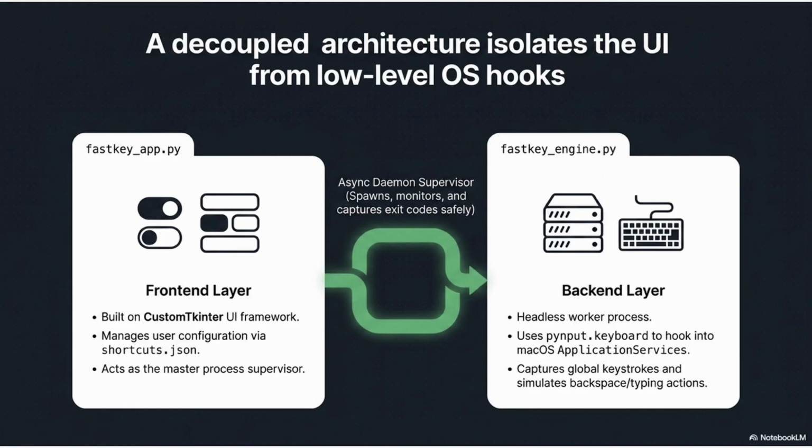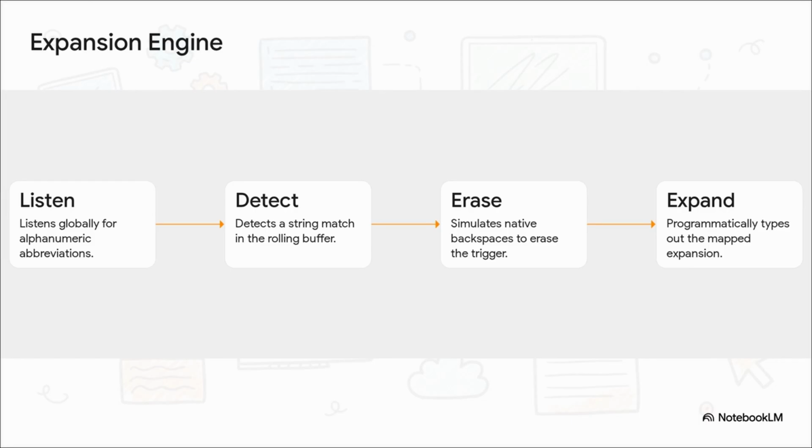So how does this isolated kitchen actually cook up an automated workflow? Well, the headless engine securely listens globally, keeping a rolling buffer of your last 20 characters. Once it detects a match ending with a known abbreviation, it halts. Then, it simulates a rapid sequence of native backspace keystrokes to erase your trigger and instantly types out the full expansion, faster than humanly possible.